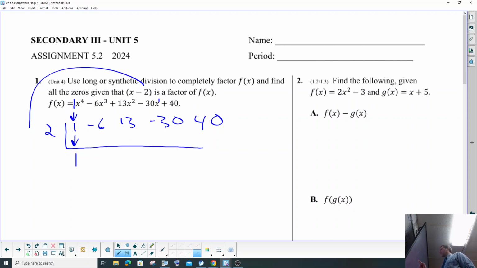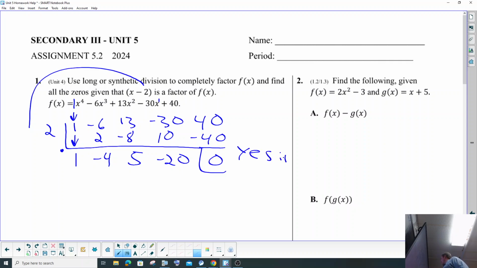So 2 times 1 is 2. -6 and 2. We don't subtract. We don't add. We combine. Remember? So that's -4. 2 and -4 is -8. 13 with the -8 is 5. 2 times 5 is 10. And then -30 with a 10 is -20. And 2 times -20 is -40. Woo! Got a remainder of 0. Yes, it is a factor. Nice.